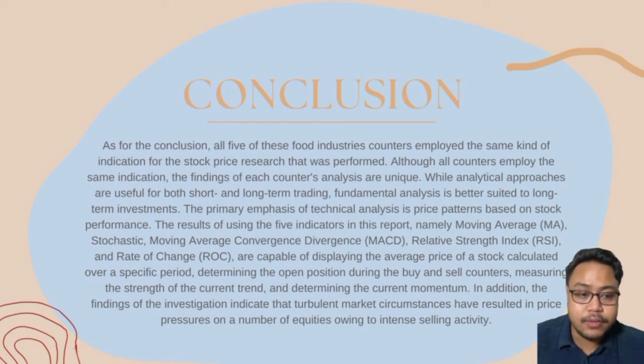The result of using the 5 indicators in the report, namely moving average, MA, stochastic, moving average convergence divergence, MACD, relative strength index, RSI, and rate of change, ROC, are capable of displaying the average price of a stock calculated over a specific period, determining the open position during the buy and sell counters, measuring the strength of the current trend, and determining the current momentum.